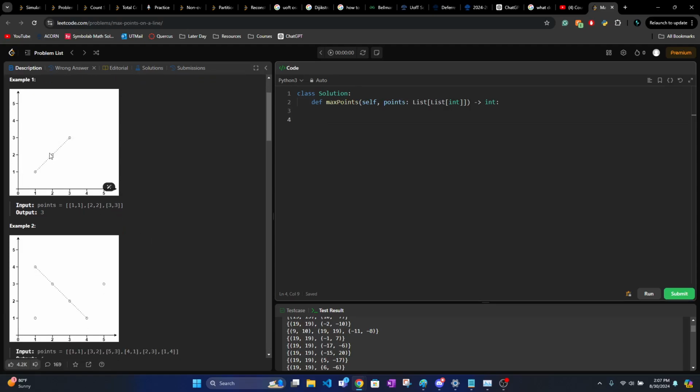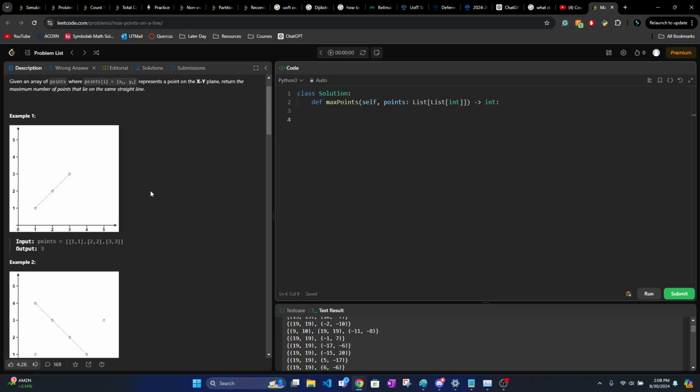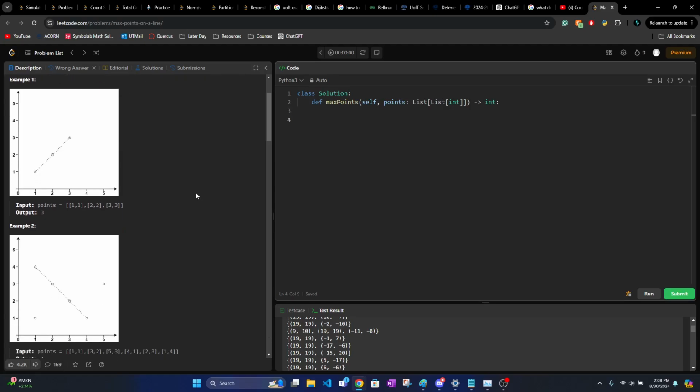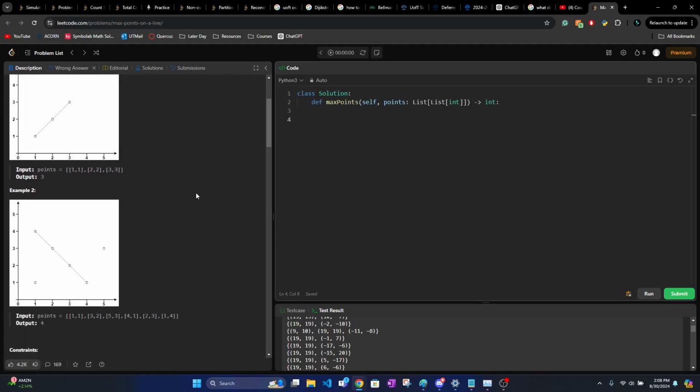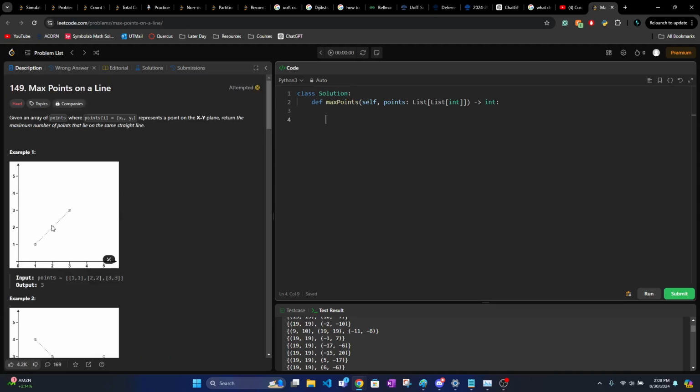So basically, we know that any 2 points can form a line between them. Now, for another point to be on that line, it must have the same slope with the other points. So it must have the same y-intercept formula, so the same y equals mx plus b.